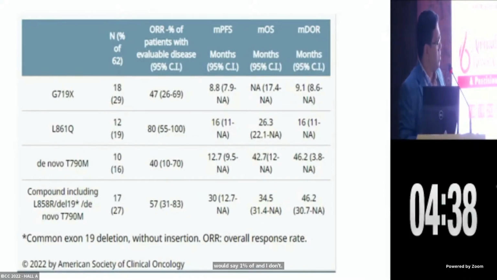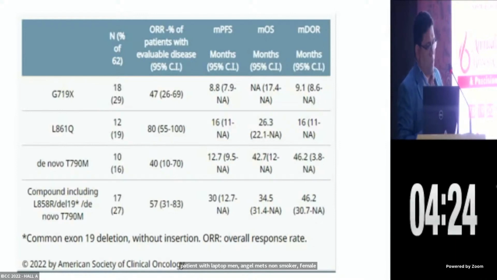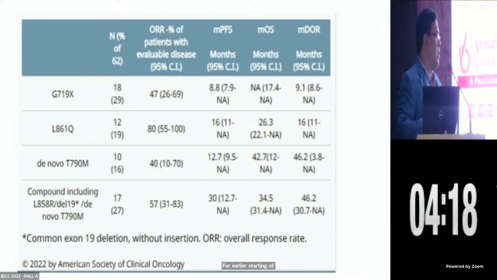Okay, so in addition, we discussed that NGS has turnaround time as an issue. So a patient with leptomeningeal mets, non-smoker, female. Do you see a role of ddPCR for earlier starting of EGFR TKI? I have used it personally. Just one such patient had an upfront T790M mutation.